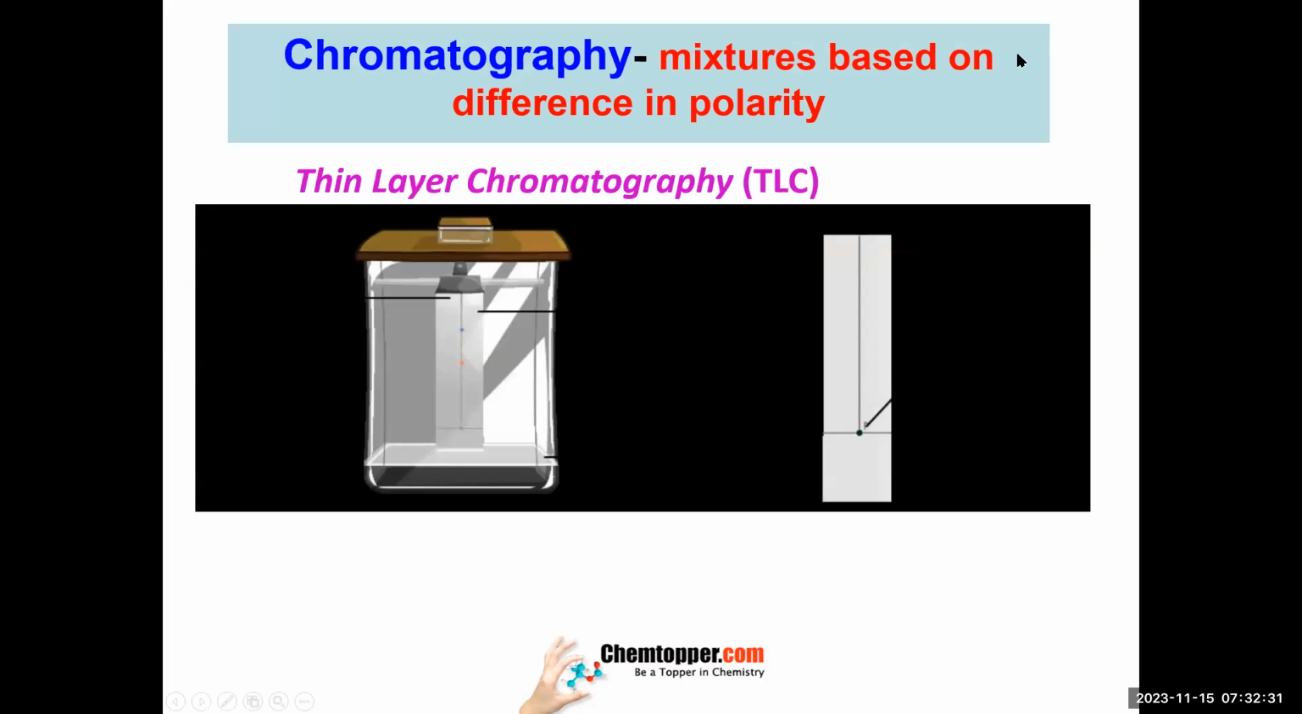Chromatography is based on IMF. It is based on the polarity of the substance, polarity. You already know the meaning of polarity. Okay, now let's see. This is thin layer, or we can call it paper chromatography. So basically you will be asked about this paper chromatography. There are other chromatographies which are coming up, like gas chromatography, but this is the one which is important.